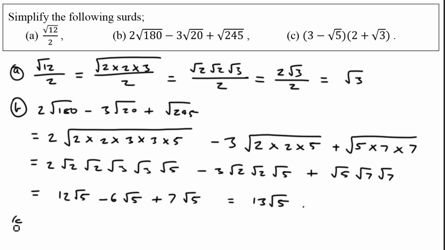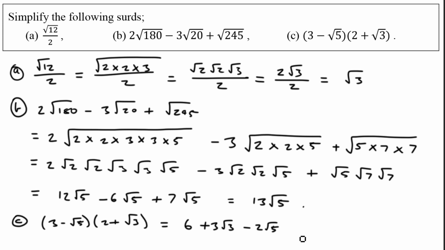In part C, we have to expand some brackets. We have 3 subtract root 5 multiplied by 2 plus root 3. So doing our normal expansion of brackets, 3 times 2 is 6. 3 times root 3 is 3 root 3. Negative root 5 times 2 is subtract 2 root 5. And negative root 5 times root 3 is negative root 5 root 3.